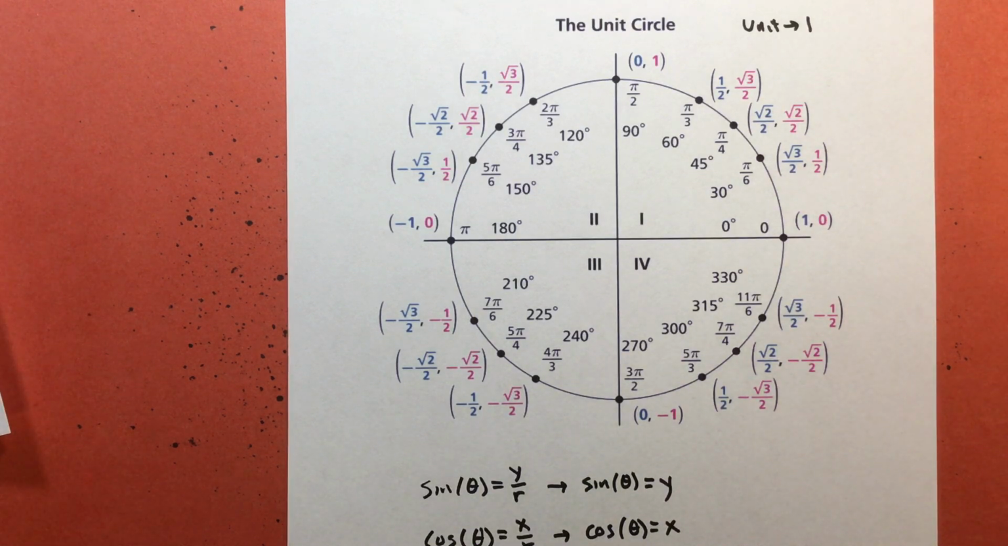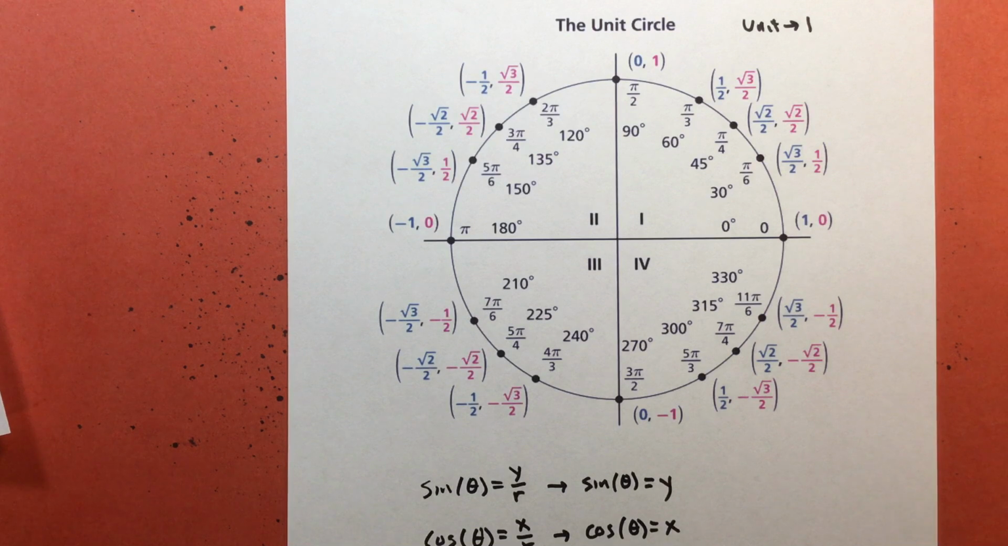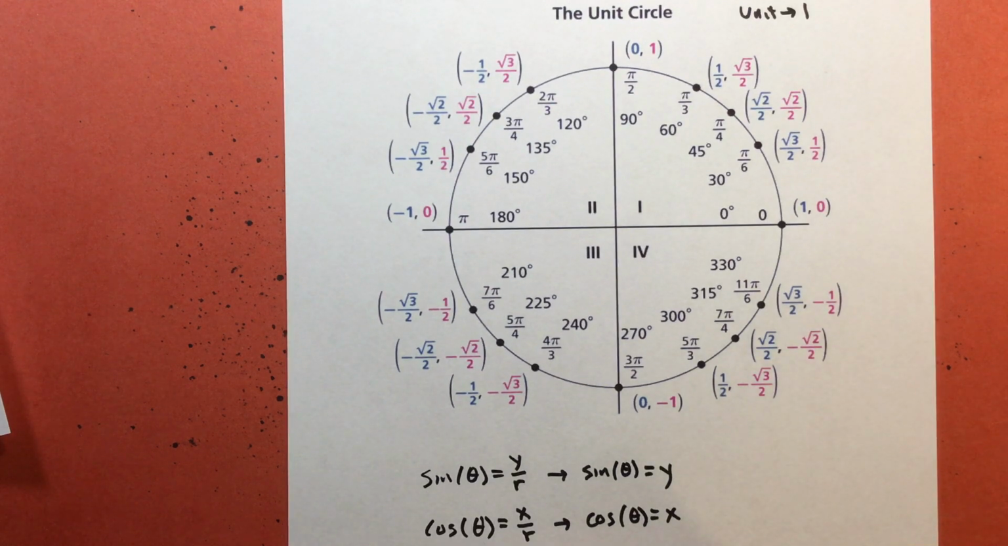Now, this is a picture that I copied from the book, but if you go to Google Images, you're going to see very similar stuff, right? One thing that we probably should try to include would be the tangents. Tangent is always going to be y divided by x. And of course, r is not a factor here, all right? So I'm not going to divide by 1 or anything.